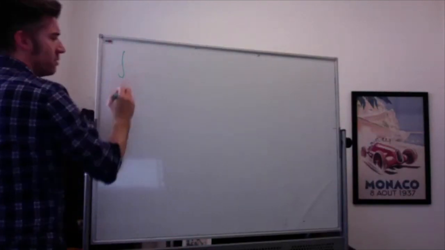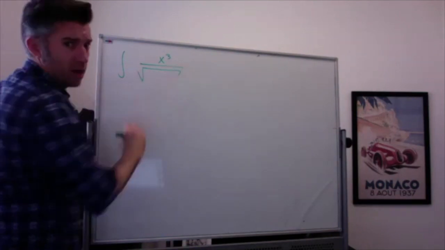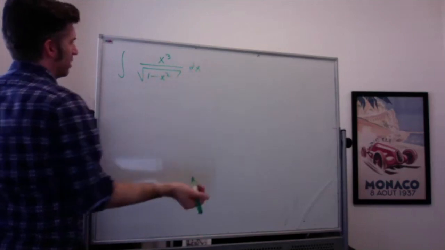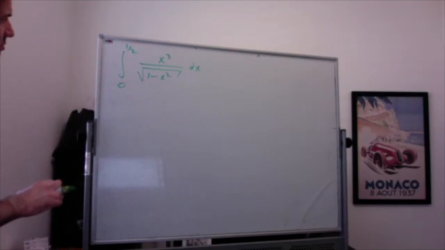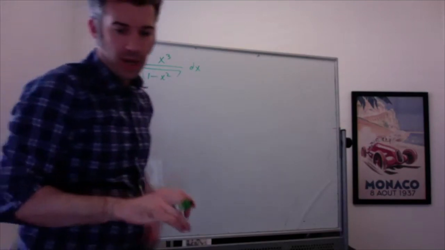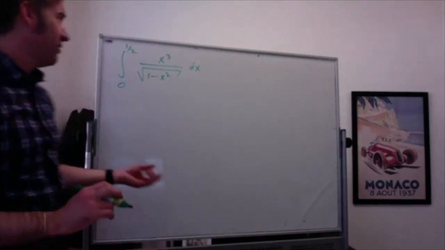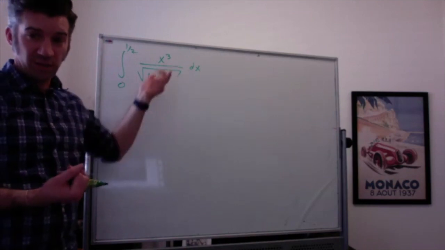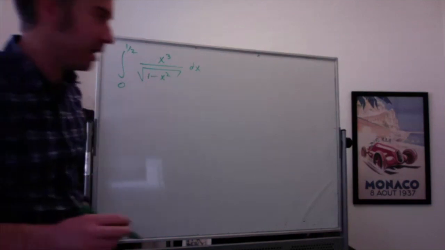Okay. Let's say I want to integrate x cubed over the square root of 1 minus x squared. Let's not make it too crazy. From 0 to 1/2. Okay. So here's the nice thing about a definite integral. We don't have to change back. Meaning if we do a trig substitution, we can also change our limits of integration so that we don't have to then change it back to being in terms of x.